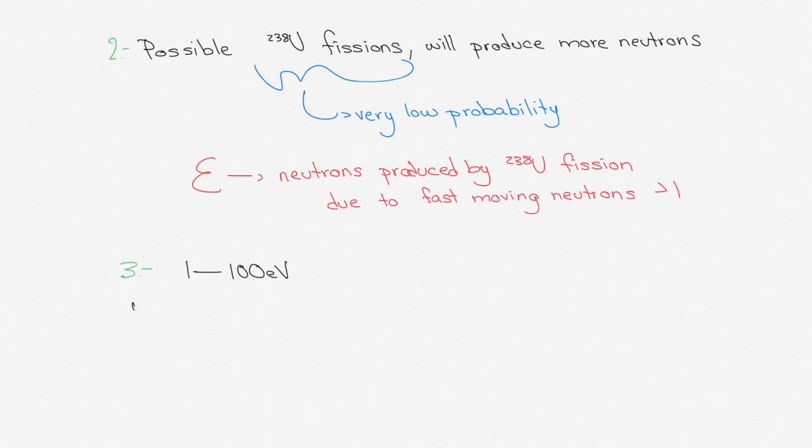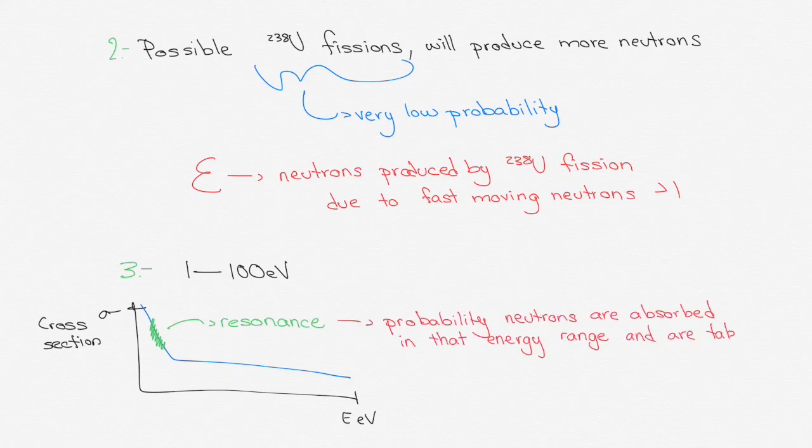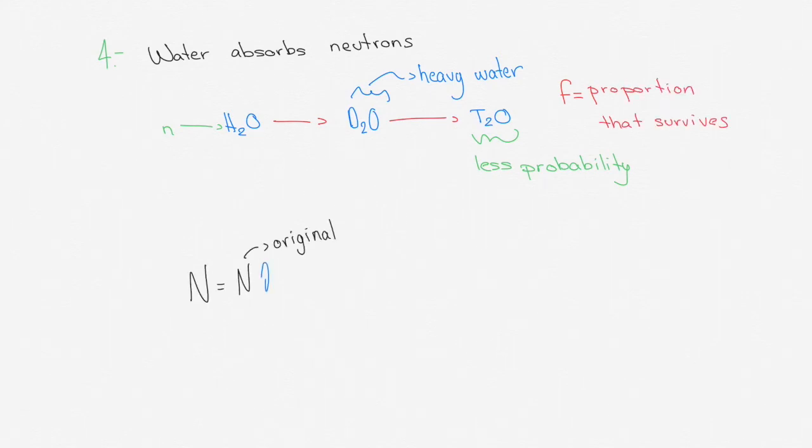The third thing to take into account is the fact that if the neutrons have an energy between 1 and 100 electron volts, there is a probability that they are absorbed due to resonance, but no fission takes place. P is then that proportion that survives this absorption. The fourth and final thing is the fact that water can also absorb neutrons, transforming first into deuterium and then into tritium. F is then the proportion that survives this absorption. The letter K is then used to represent the number of neutrons left after each iteration, taking into account the previous factors.